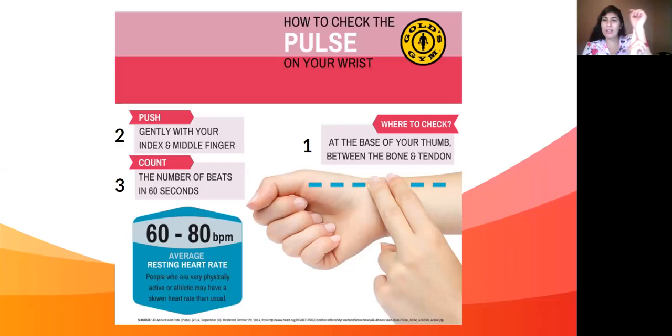And if you don't feel it at first, you can definitely move it up, move it down, move it to the inside a little bit more, move it to the outside a little bit more. Just feel around until you can actually feel it. You might have to be a little bit patient. Once you get that feel for it, that's when you can start counting with the help of a timer or a clock or a watch, anything where you can see when the minute has passed.